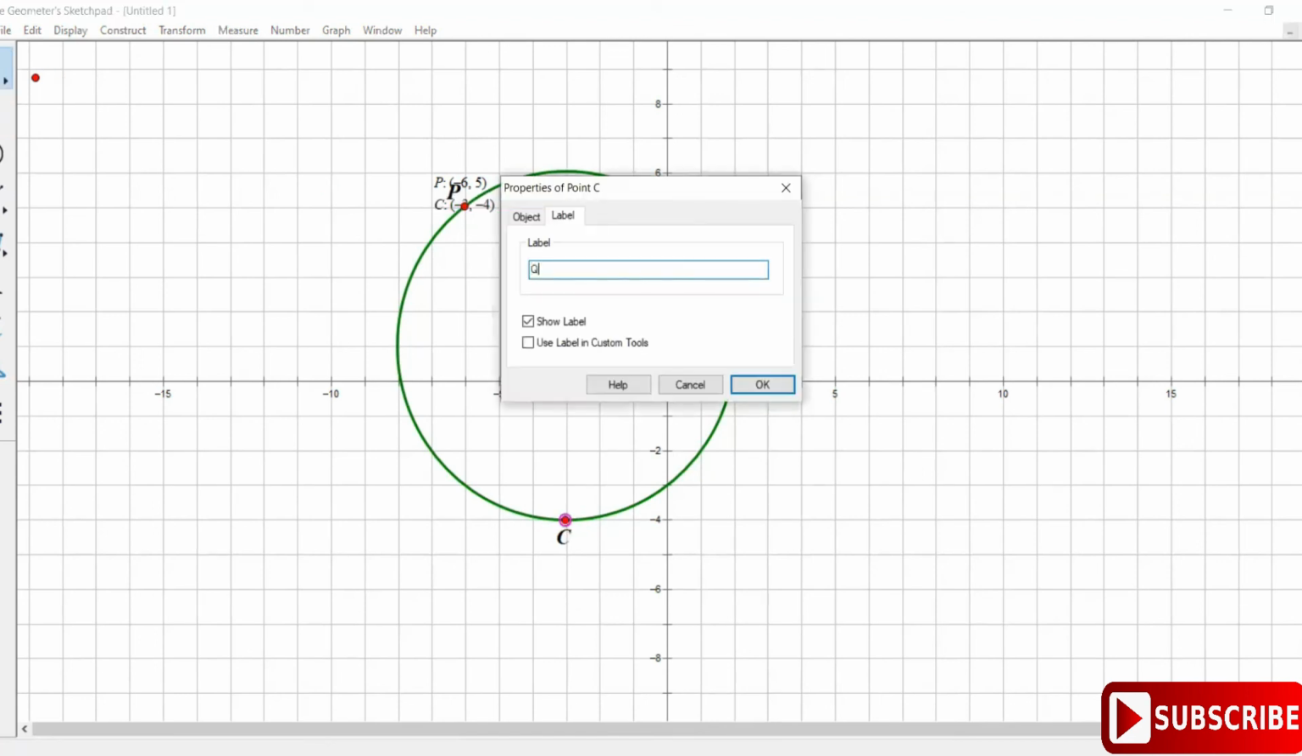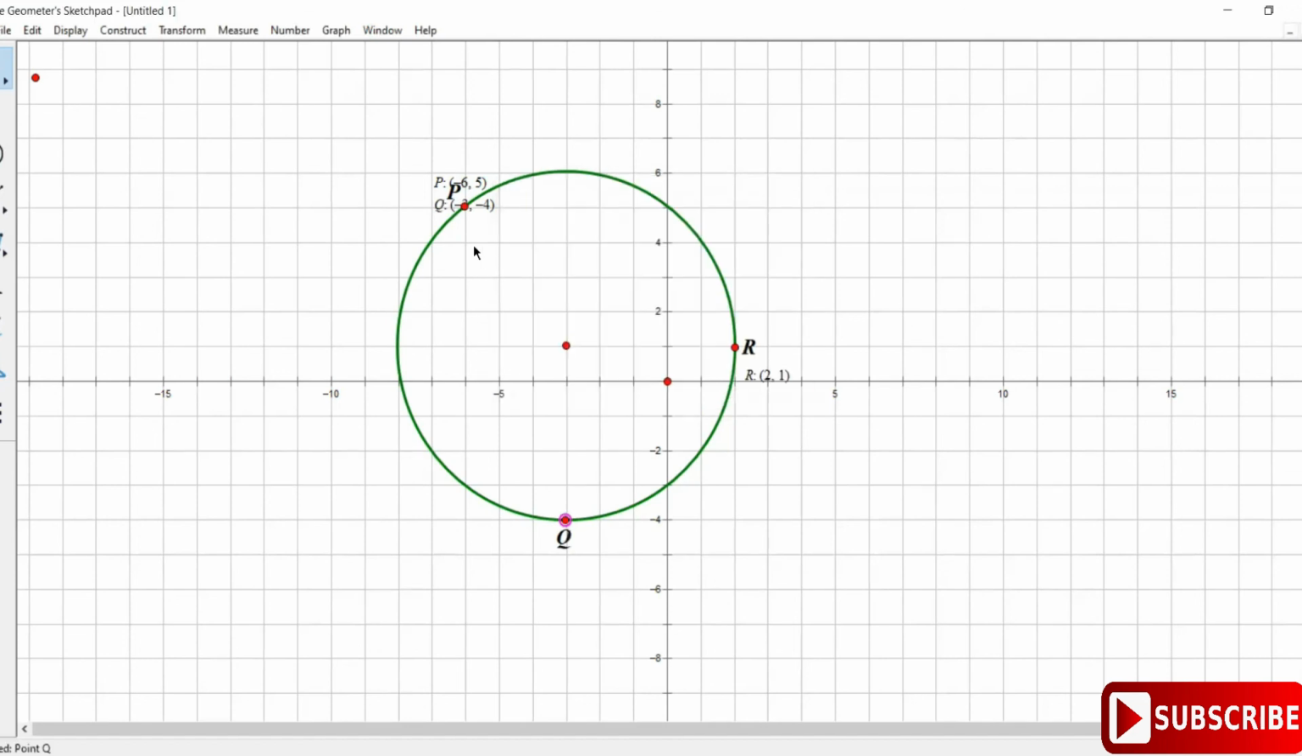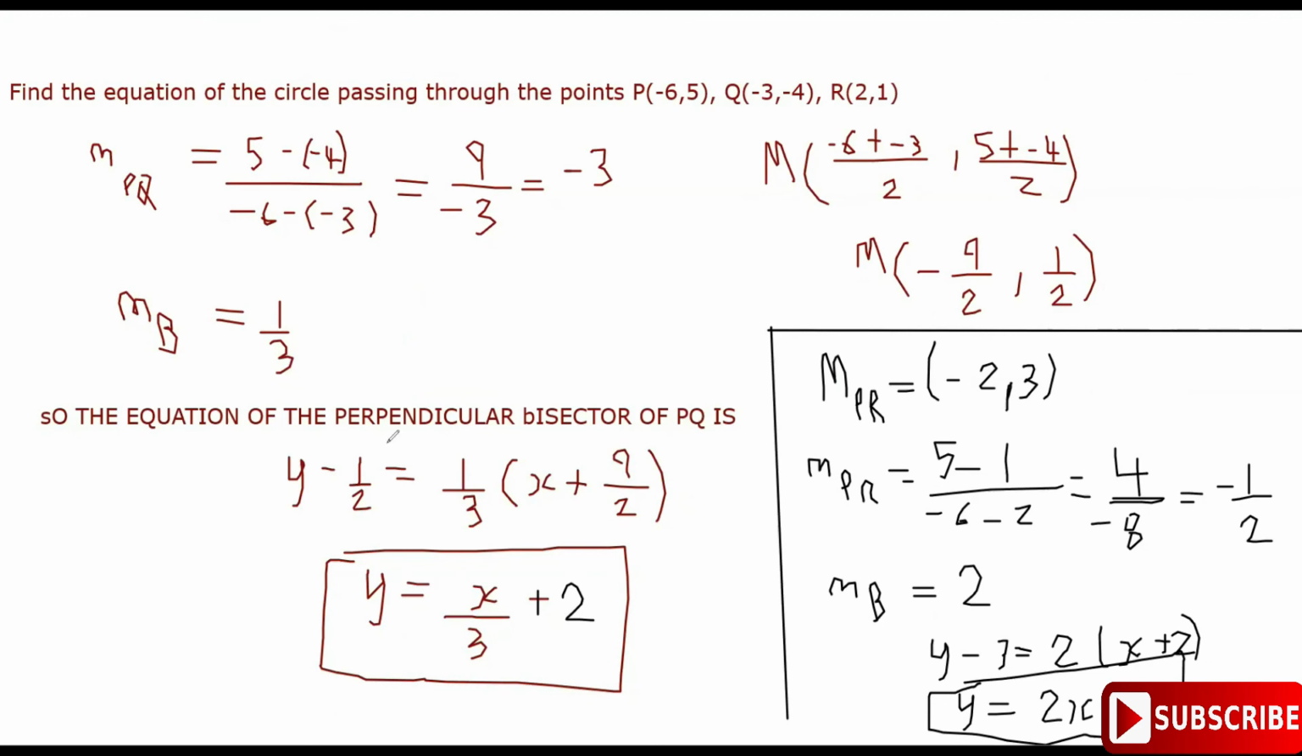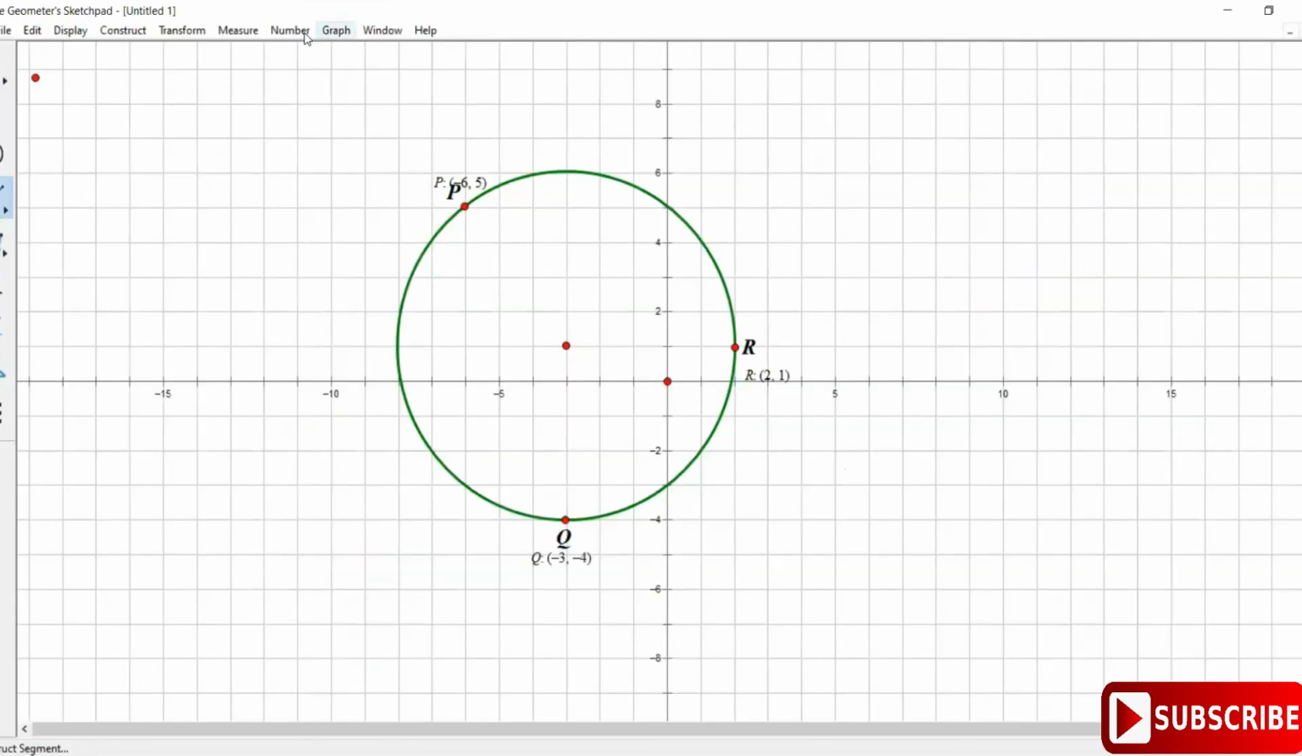This was Q. Now look what we did. We found the bisector. Look what I'm going to show you now that it's justified. Remember we said that the center is negative 3, 1. This is the center. Now we found the equation of the perpendicular bisector of PQ. I'm going to show you the bisector of PQ, x over 3 plus 2. Look at this line. You're going to see it pass through the center.